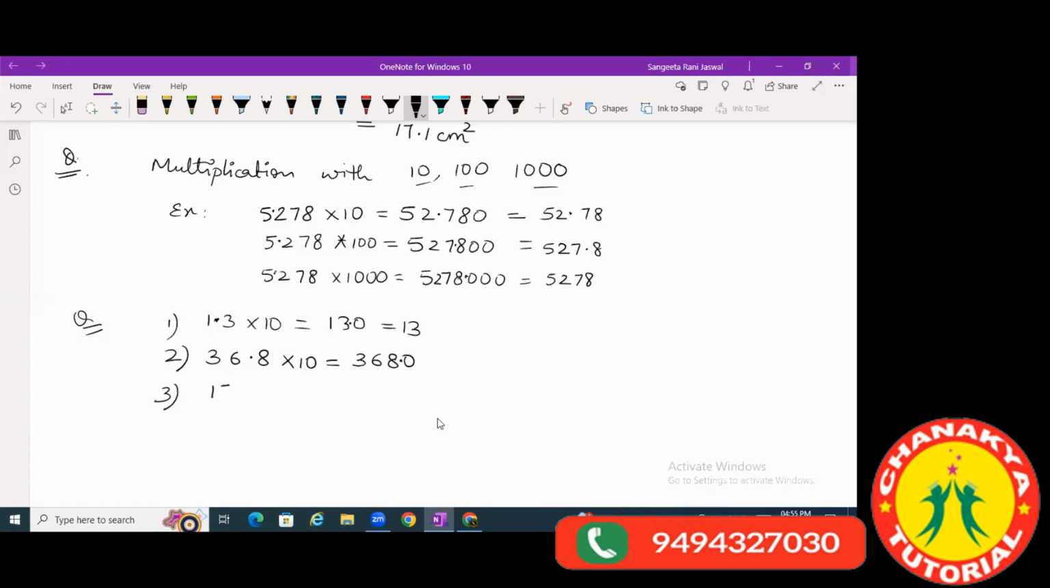Similarly, you have 153.7 multiplied by 10. So just multiply the numbers first. Multiply only the numbers first. And then the second step is to put the decimal point, counting from the ones place. Here.